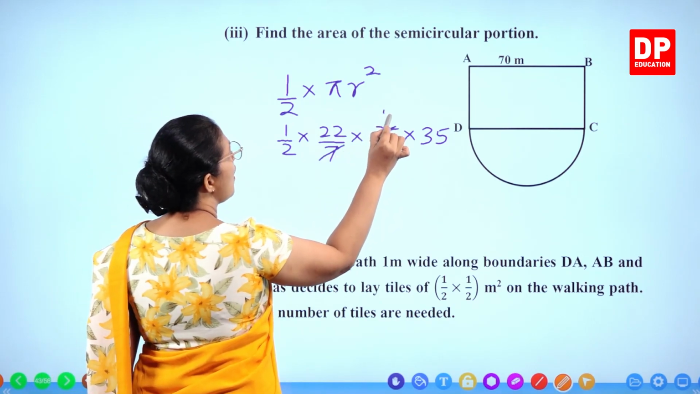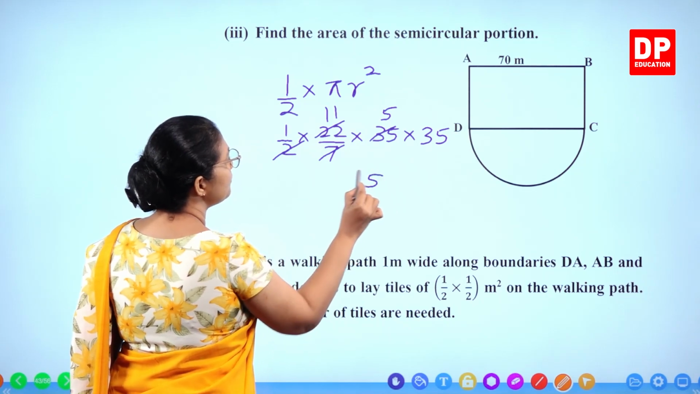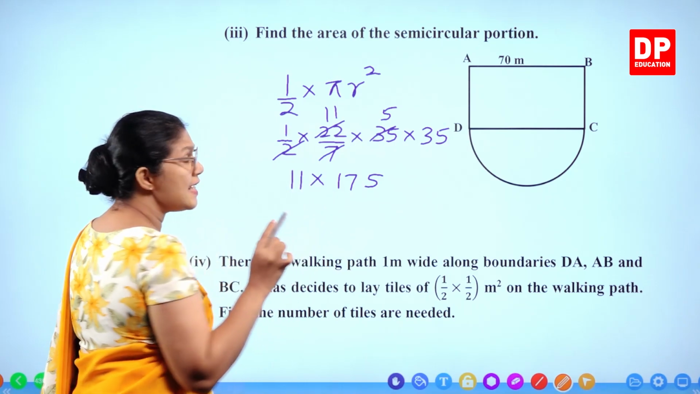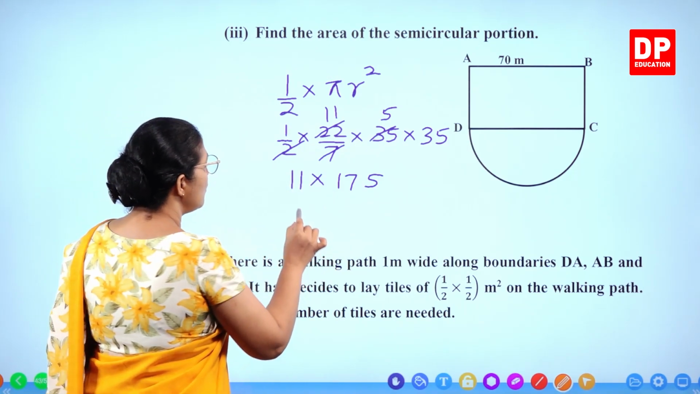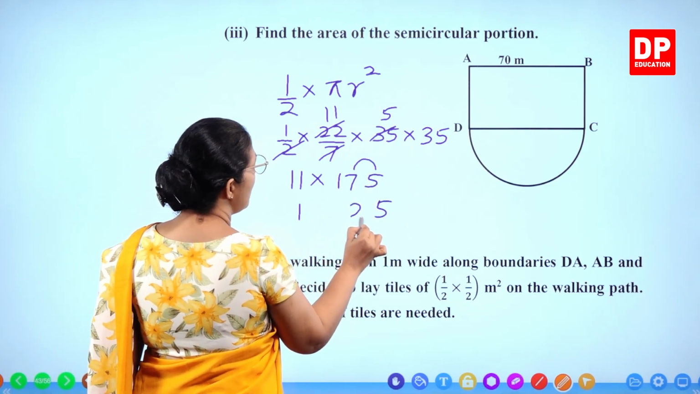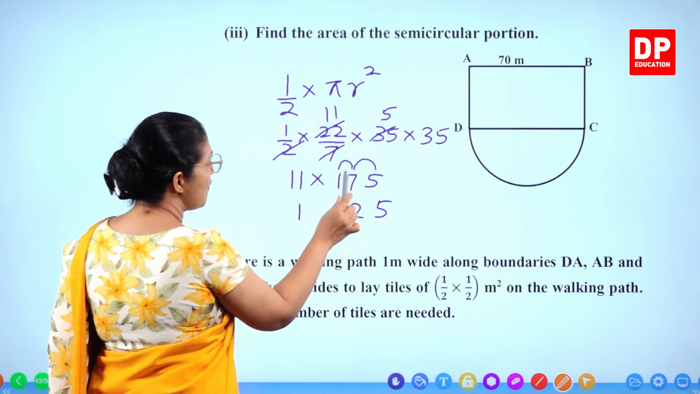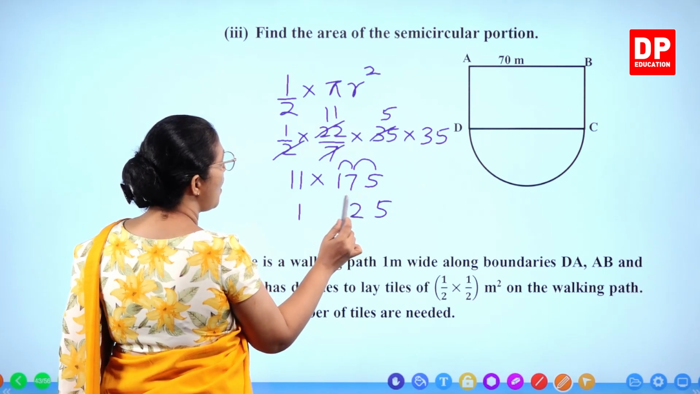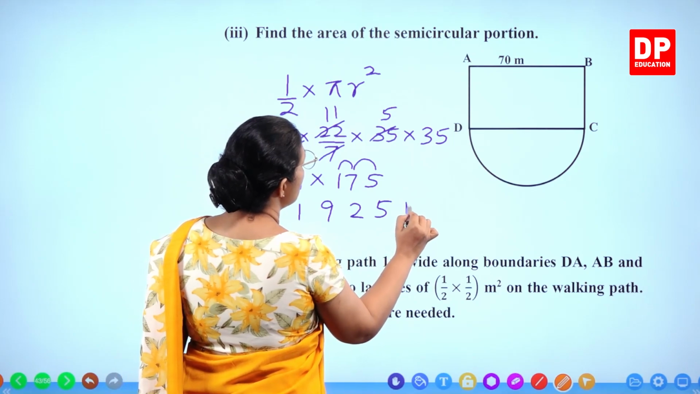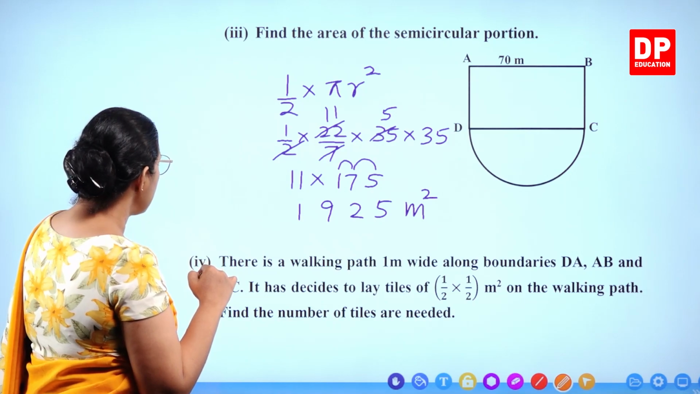So 7 times 5, this is 11. So 5 times 35, 175 multiplied by 11. What's the easiest way to multiply by 11? You separate out the first and the last digit. 7 plus 5, 12, 1 remaining, and 7 plus 1 is 8, and 8 plus 1, 9. 1925 square meters. Then the next one.